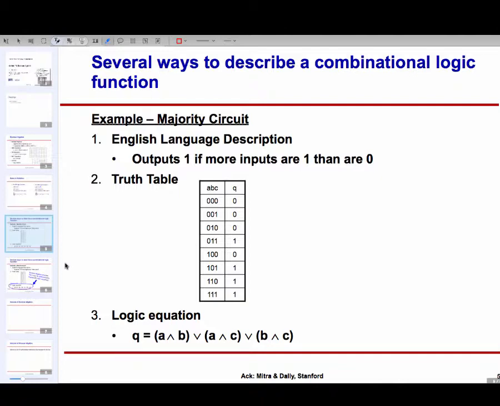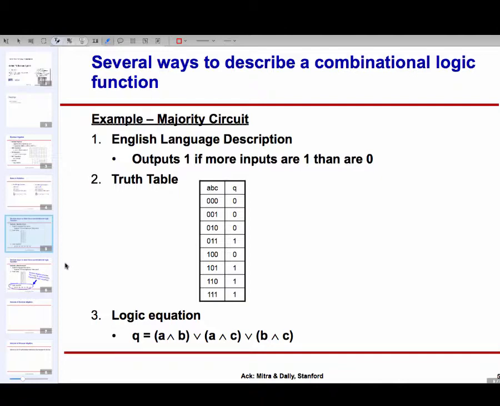So A and B means A and B voted yes, A is high, B is high. A and C means A and C are high, so I don't care about B. And then B and C means B and C. And any one of these cases being true, I want to vote high.